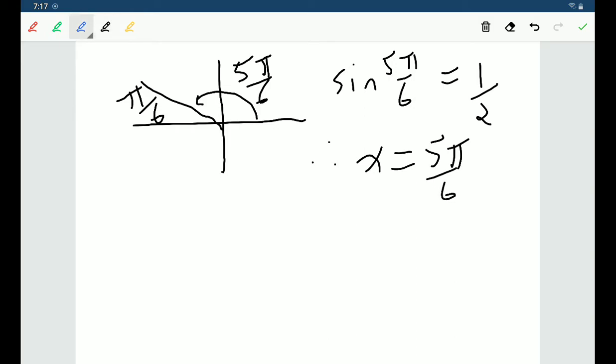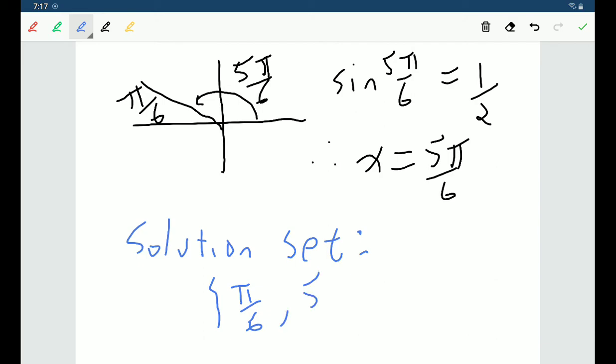So for my solution set, we had three solutions that we found. We found pi over 6, we found 5 pi over 6. Those were where sine was equal to a half, and then there was 3 pi over 2, and that was where sine was equal to -1.